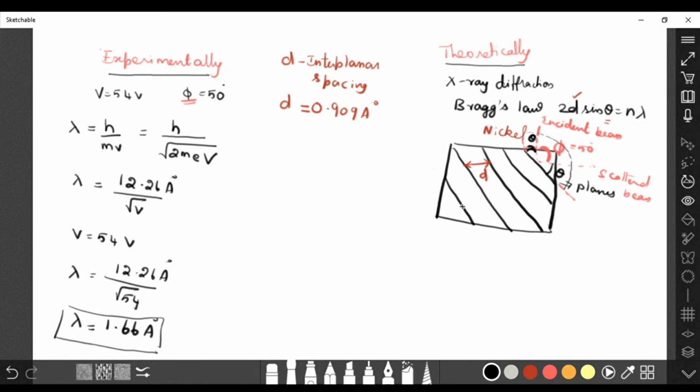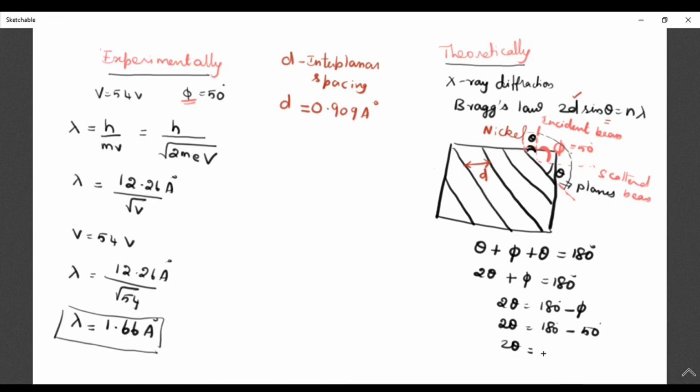So how can we calculate the theta? Listen, theta plus phi plus theta is equal to 180 degrees, right? So theta plus theta becomes 2 theta, plus phi is equal to 180 degrees. 2 theta is equal to 180 degrees minus phi. Phi is 50 degrees, as I said. So 180 minus 50 degrees, 2 theta is equal to 130 degrees. From this, theta is equal to 65 degrees.